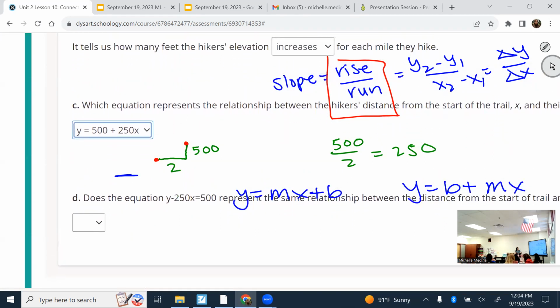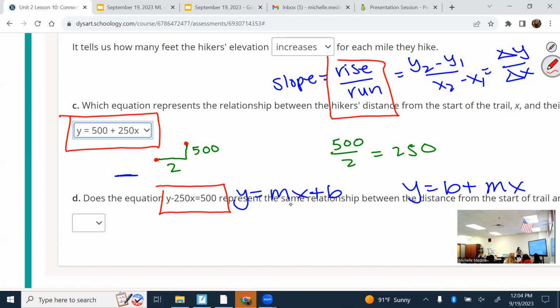Now, it says, does this equation represent the same relationship? Does it? What can I do to this equation, which we said is correct, to get this one? It looks like we move the 250x to the other side. You're allowed to do that, you just have to do it to both sides. So what do I have to do to cancel it on the right side?